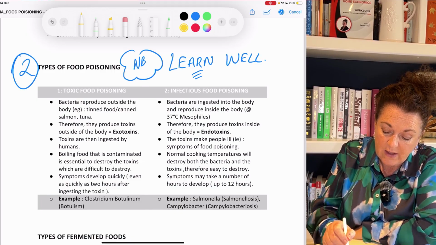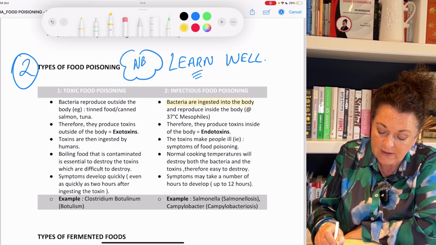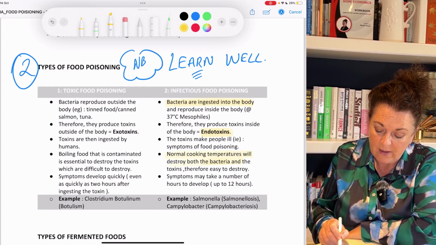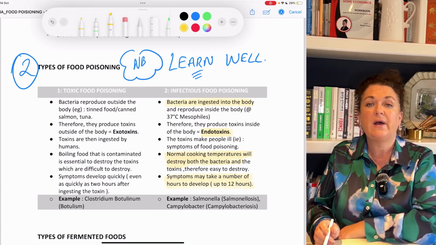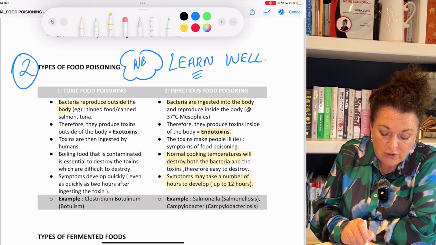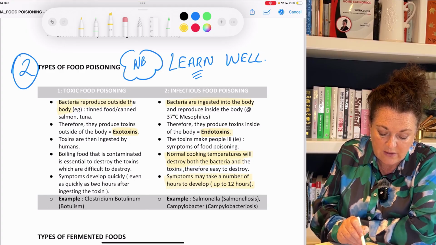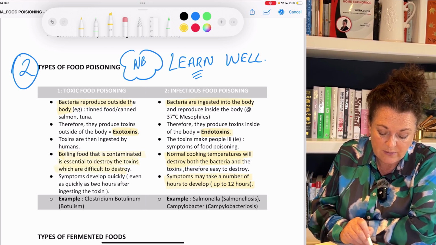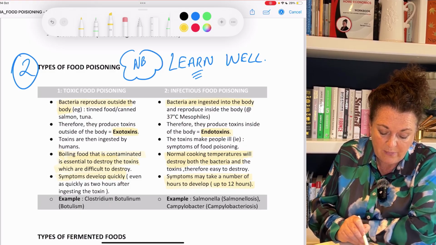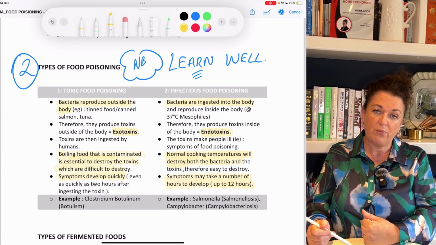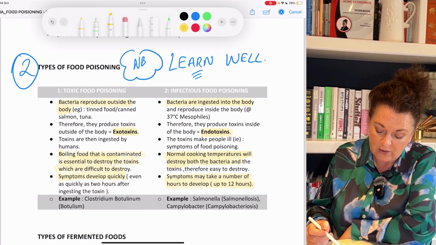So toxic food poisoning, infectious. So the bacteria we'll highlight are ingested into the body, and the toxins are made inside the body, and normal cooking temperature will destroy bacteria that produce infectious food poisoning, and it'll take a number of hours to develop the symptoms, because the bacteria need time to make them. Whereas toxic food poisoning, the bacteria reproduce outside of the body, so we have what are called exotoxins. You need very high temperature, so normal cooking will not destroy the toxins made outside the body, and the symptoms can develop quickly. So Clostridium botulinum can bring about toxic food poisoning called botulism, and Salmonella bacteria can bring about salmonellosis, food poisoning caused by salmonella.